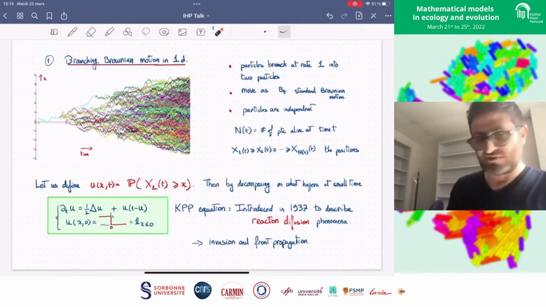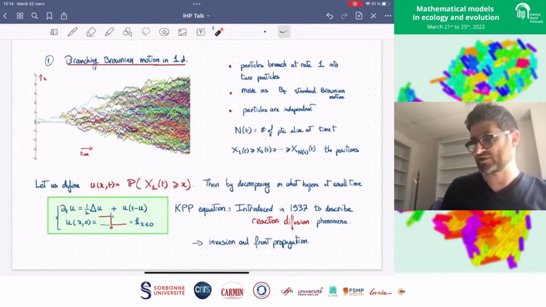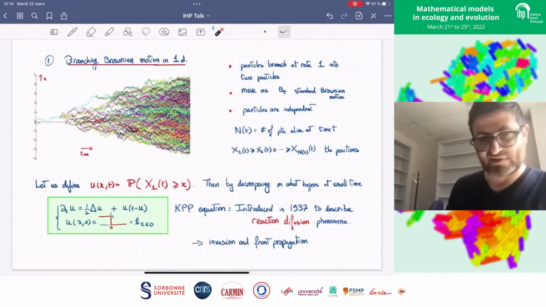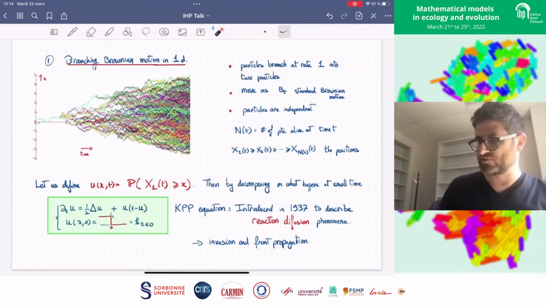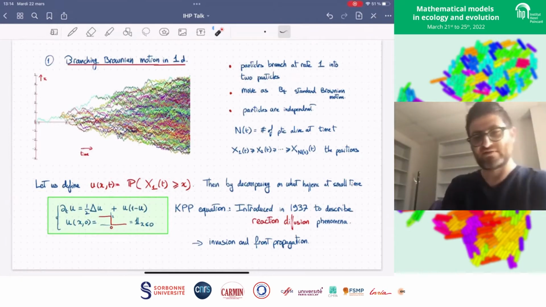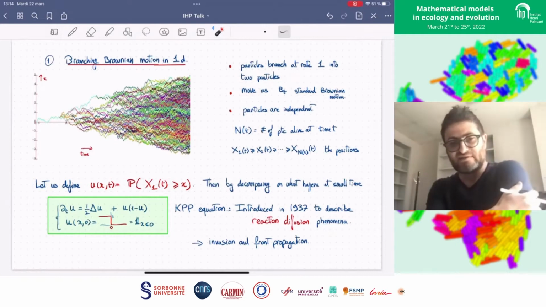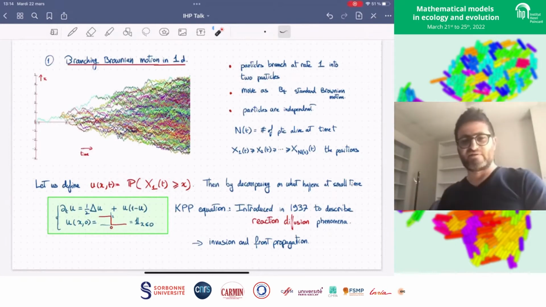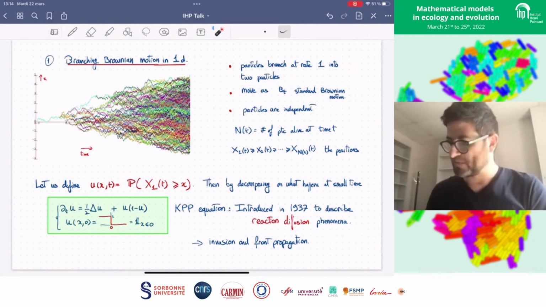Then if you decompose on what happened at small times, it's easy to see that this function will solve the KPP equation, right? So d_t u is half Laplacian u, I have a half because I'm taking a standard Brownian motion, plus the reaction term, which is u(1 minus u). And of course, the initial data is just the Heaviside function. Okay, so this was introduced in 1937. It's a reaction diffusion equation, and it models invasion phenomena and front propagations.